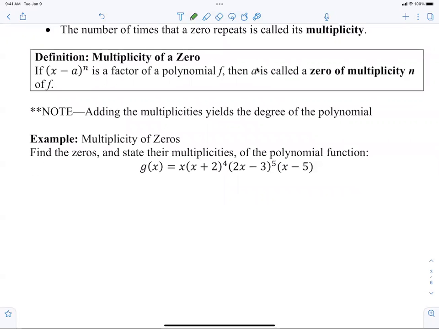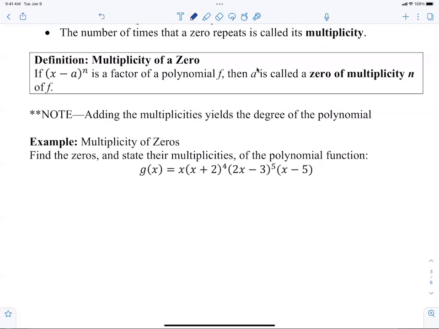So g of x is already in factored form. That could be multiplied out, and you could look at it in general form, but it's in factored form because this is just about identifying the zeros and their multiplicities. Now, it's not really necessary because we're already in factored form. It's not really necessary to go through the step of setting up the equation 0 equals the right-hand side of that equation and then solving the equation. It's already in factored form. You can easily identify what the zeros would be, the values that would make the function value 0.